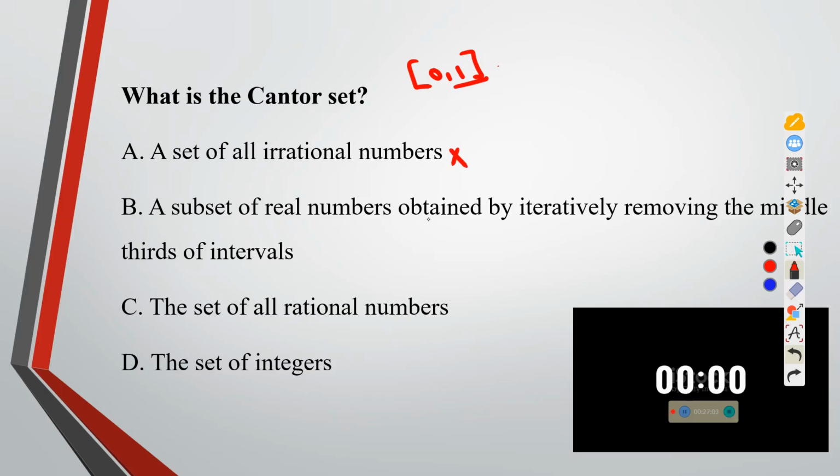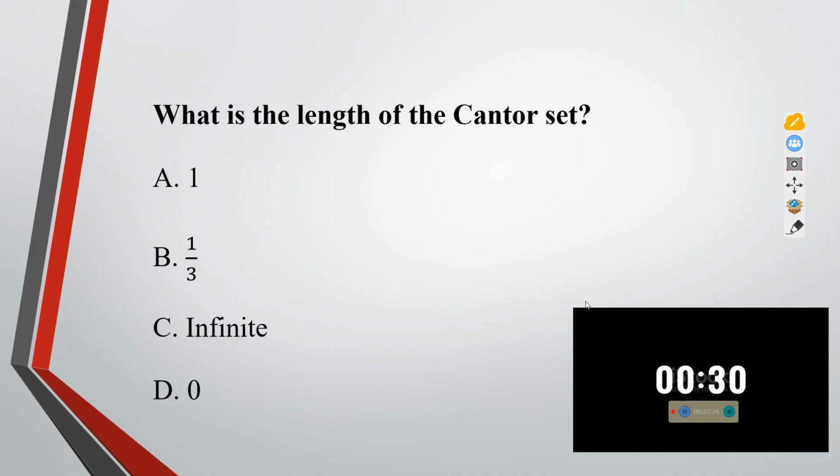A subset of real numbers obtained by iteratively removing the middle thirds of intervals. This is very true. The set of all rational numbers, this is not true. The set of integers, this is not true. So our answer will be B. Okay, so we look at that.